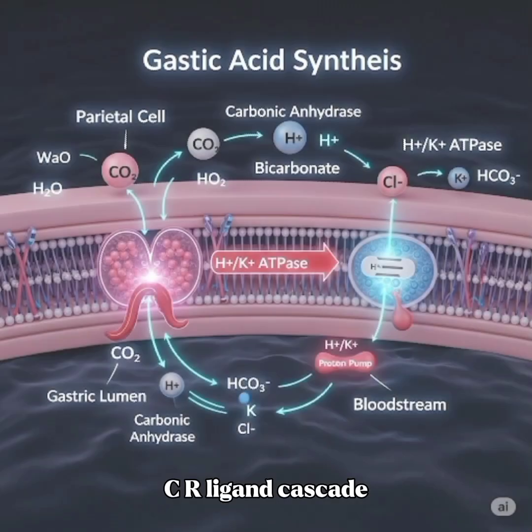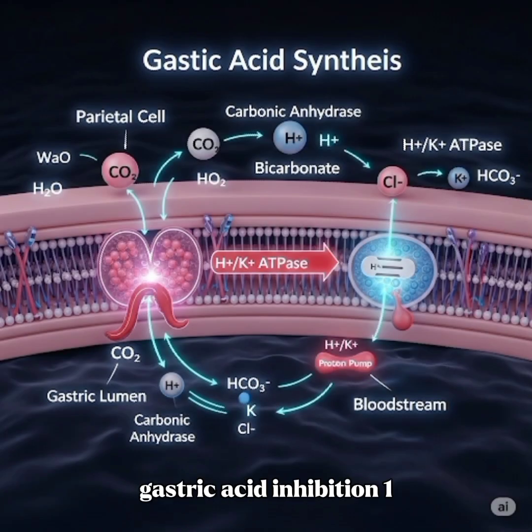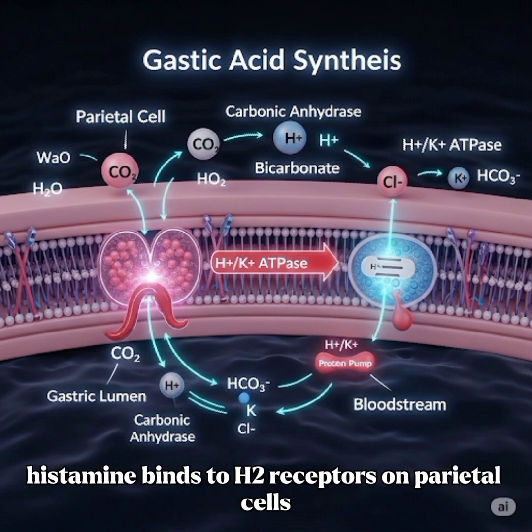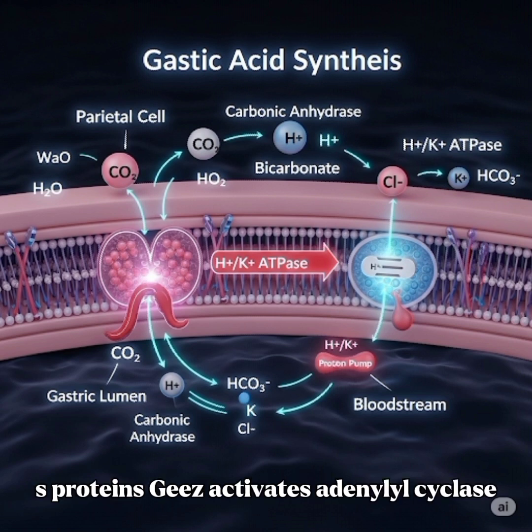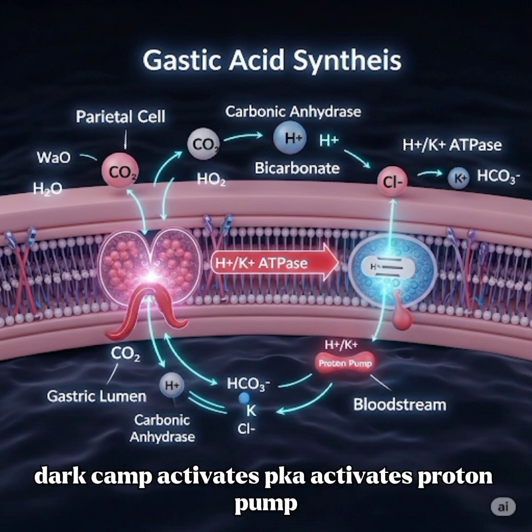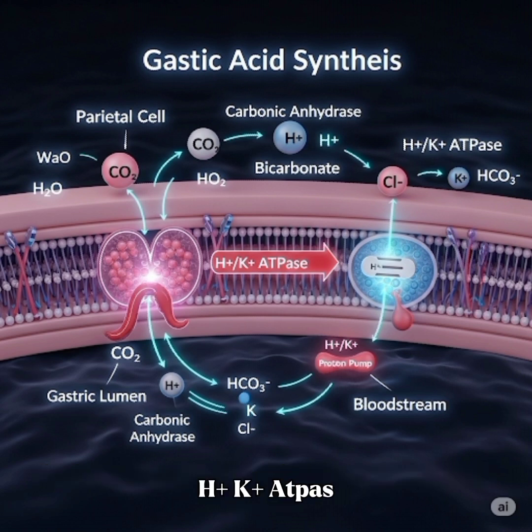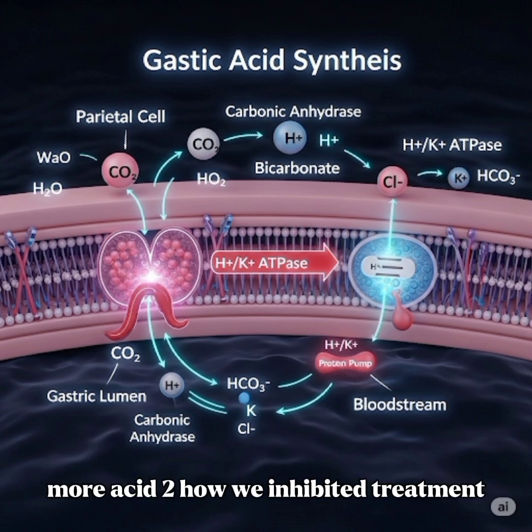The GPCR ligand cascade, gastric acid inhibition. 1. Normal acid stimulation: histamine binds to H2 receptors on parietal cells. These receptors are GPCRs coupled to Gs proteins. Gs activates adenylyl cyclase, cAMP activates PKA, activates the proton pump, H plus K plus ATPase, more acid.